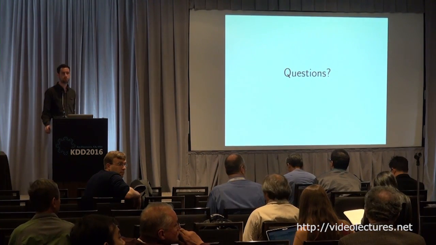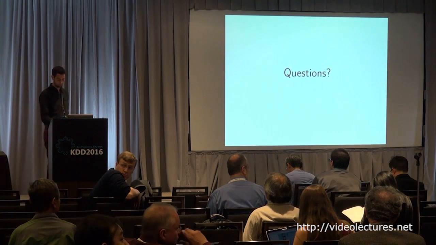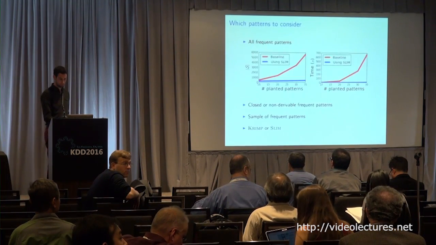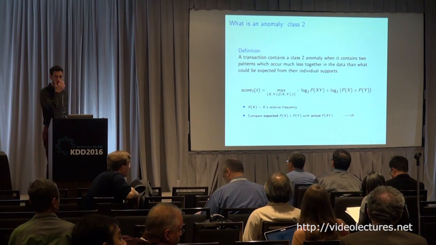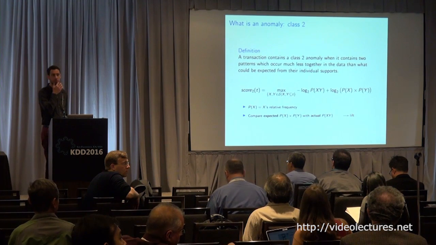So in the lift calculation, maybe I didn't understand fully. There was only X and Y. What if we have more than two, like if there are three factors, like X, Y, Z?